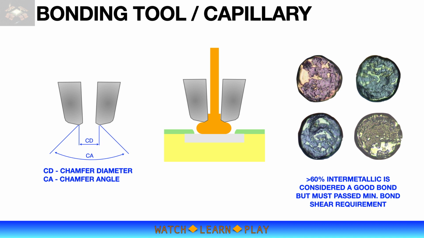The illustration in the middle is the first bond, the mash ball pressed by capillary tip. For a good first bond, the mash ball diameter MBD must be within bond pad opening or BPO. A larger MBD will result to a larger contact to the bond pad and likely more intermetallic formation, thus a better bonding strength. But need to make sure that the mash ball is within the BPO. On the right side are sample photos of the gold aluminum intermetallic formation. An intermetallic of more than 60% of the bonded ball contact area is considered a good bond.